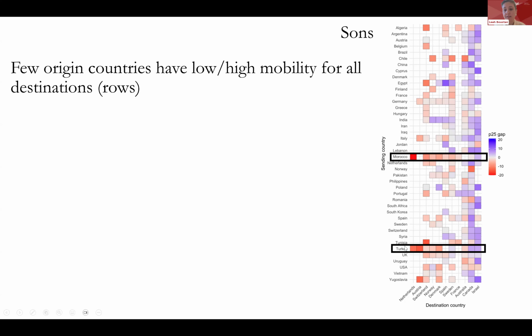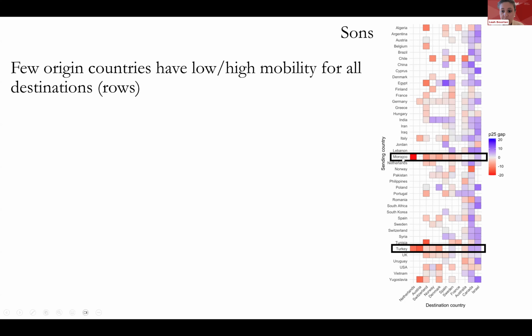So Morocco and Turkey are good examples because there's a large number of inflow to all of our destinations. So we get most of the cells covered. Inside of the cells, we're looking at the P25 gap, which is what I was showing you in the bar charts before. But each cell is now for a destination sending country pair. And then the color is indicating whether the sons of immigrants in that cell are doing particularly poorly or particularly well relative to the sons of locals. And red means poorly, blue means well.